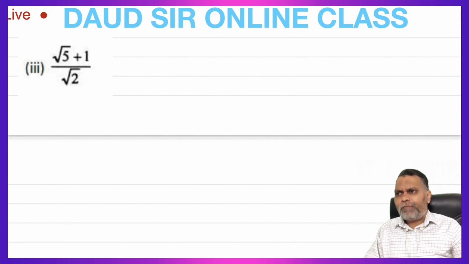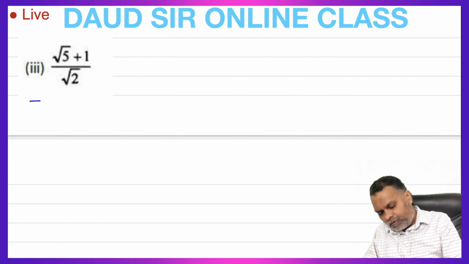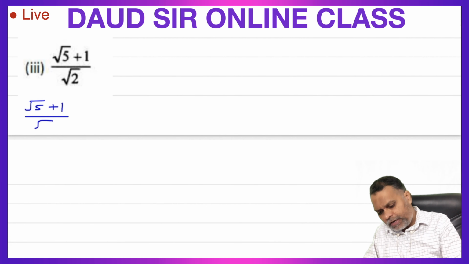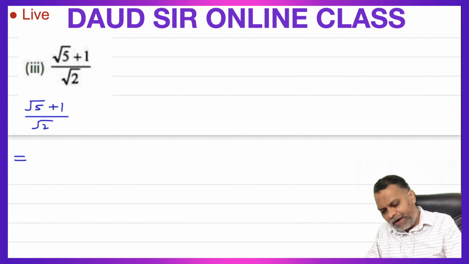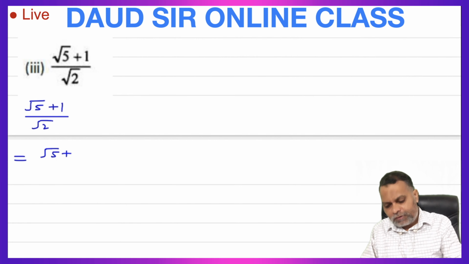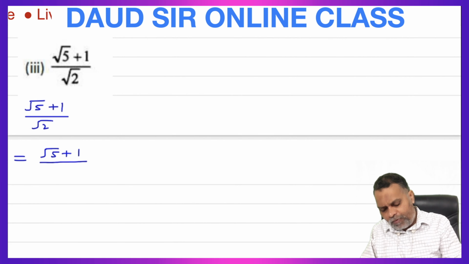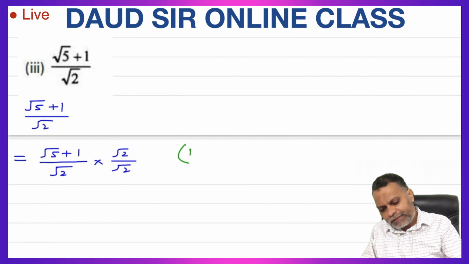Question number second, part third. Root 5 plus 1 upon root 2. And the denominator is root 2. So first rationalize this, multiplying and dividing by root 2. Root 5 plus 1 upon root 2, multiplying by root 2 and dividing by root 2. This is called rationalizing the denominator.